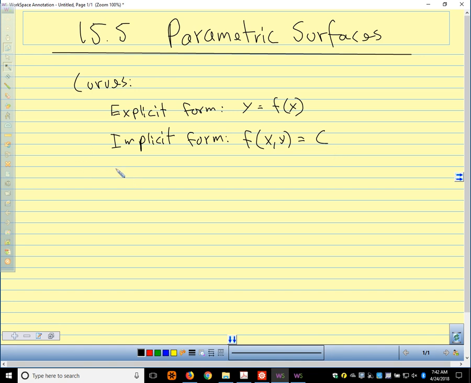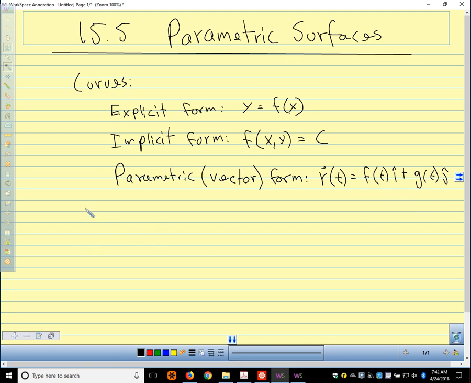And then we also talked about parametric, or vector form, because we use the parametric equations as components of our vectors. So our parametric or vector form would be r of t equals f of t i hat plus g of t j hat on some interval for t.